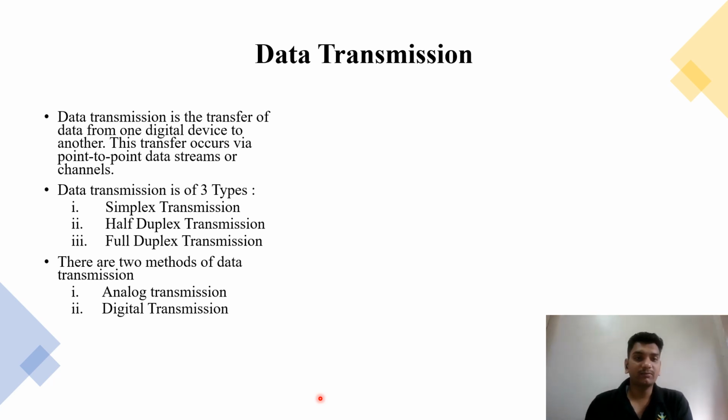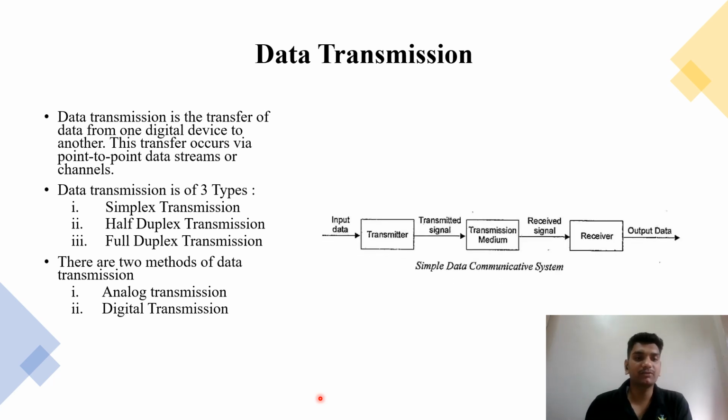Simplex transmission is the transmission in which the data is transmitted only in one direction. In half duplex transmission, the data is transmitted in both directions but one direction at a time. And in full duplex transmission, the data is transmitted in both directions at the same time. There are two methods of data transmission, analog transmission and digital transmission.